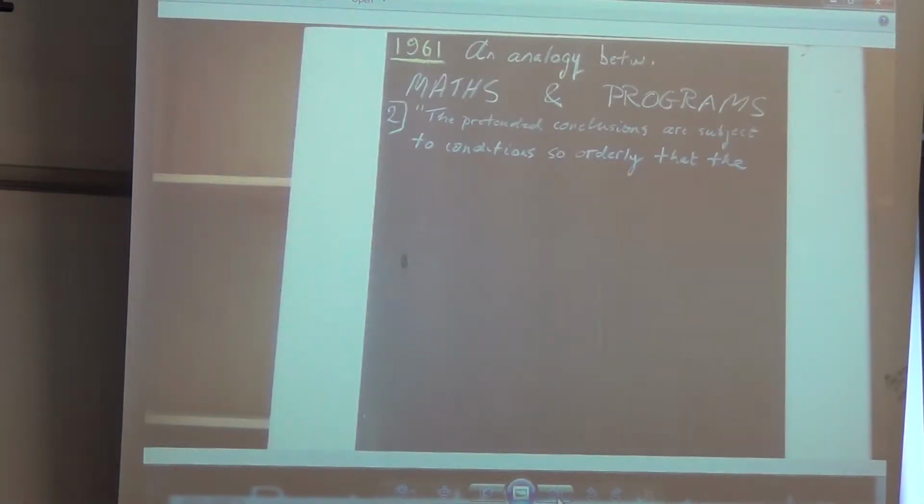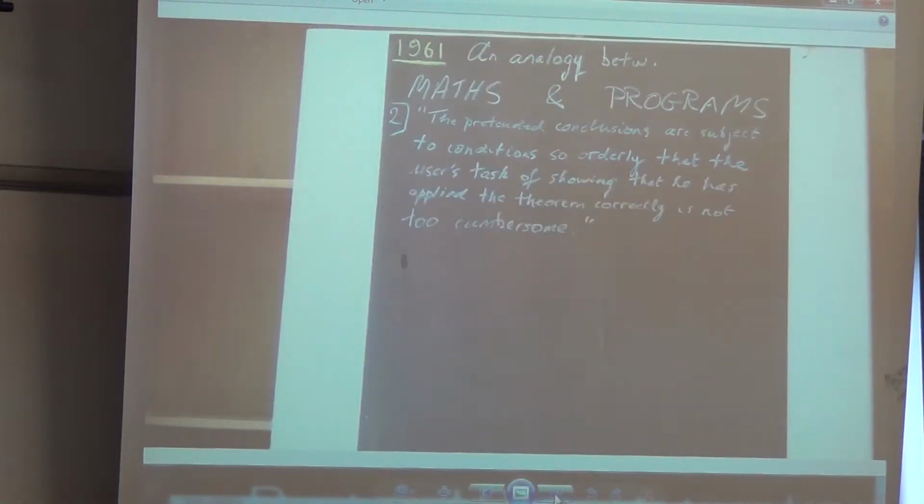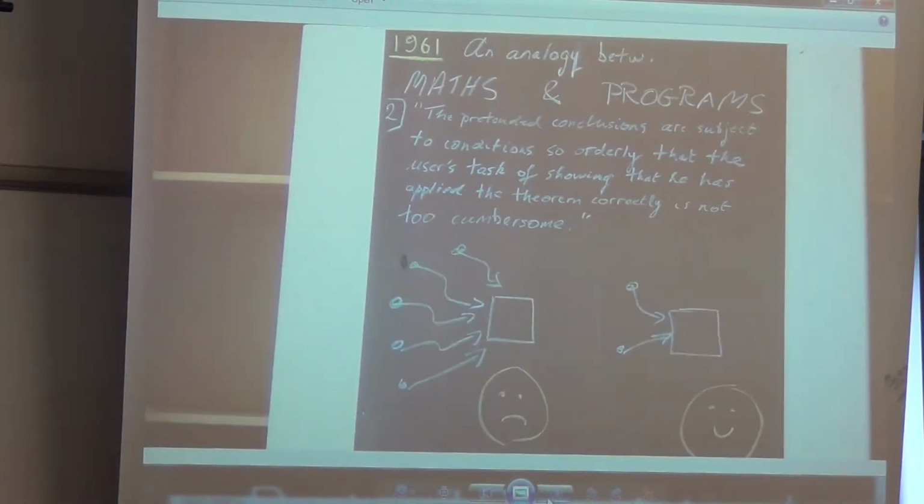A second reason, which is the more important one for my talk, is the pretended conclusions are subject to conditions so orderly that the user's task of showing that he has applied the theorem correctly is not too cumbersome. And I draw it as follows.